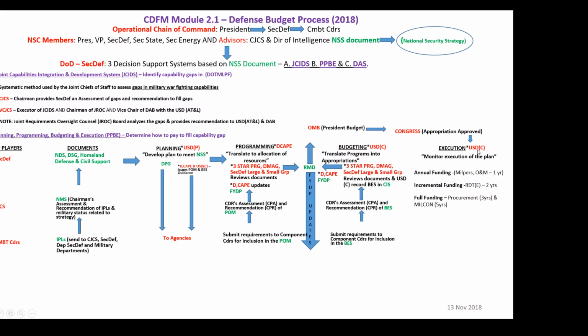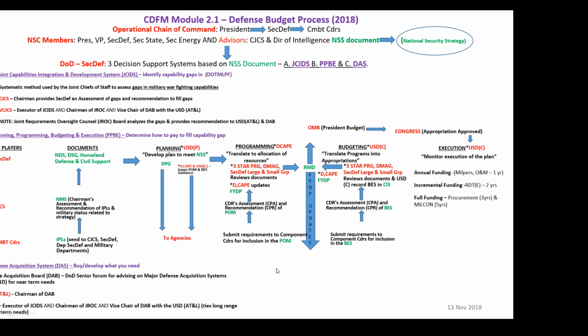We talked about the various appropriations: annual being MILPERS and O&M; RDT&E is 2 years, incremental; procurement is full funding; and MILCON. The purpose of the execution phase is to monitor execution of the plan. So you see here, the same person in charge of budgeting is the same person in charge of the execution phase of PPBE. And then the third DoD system we talk about is the Defense Acquisition System.